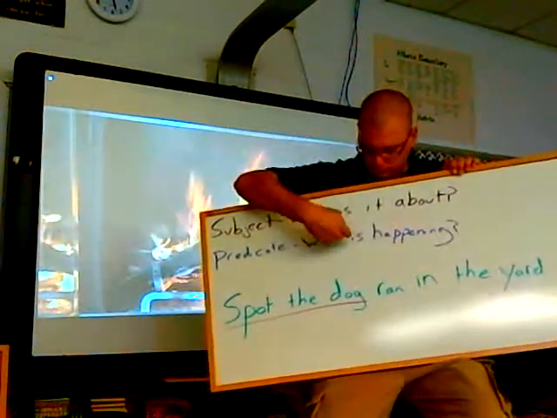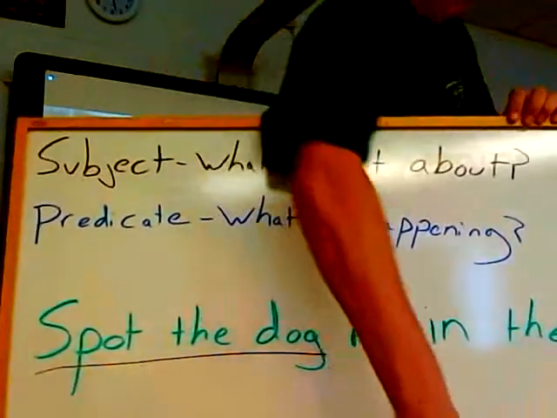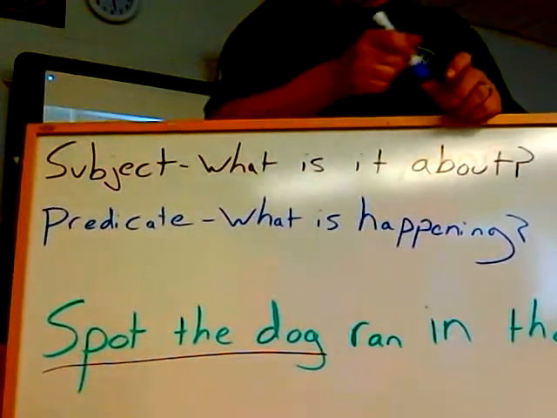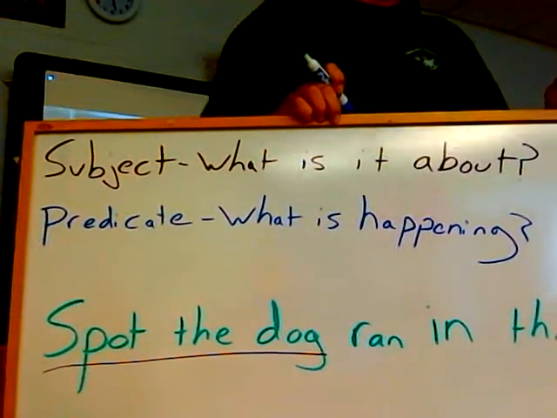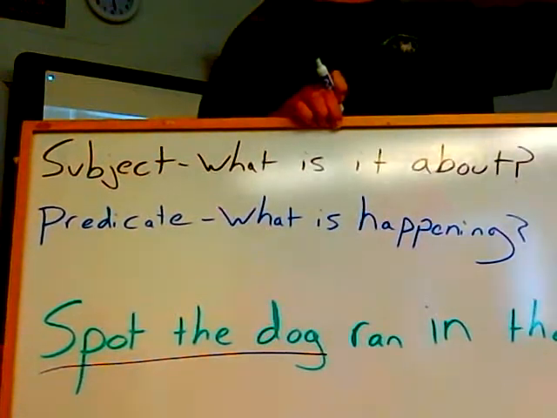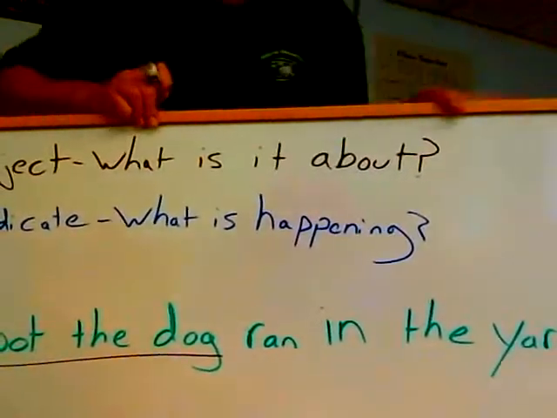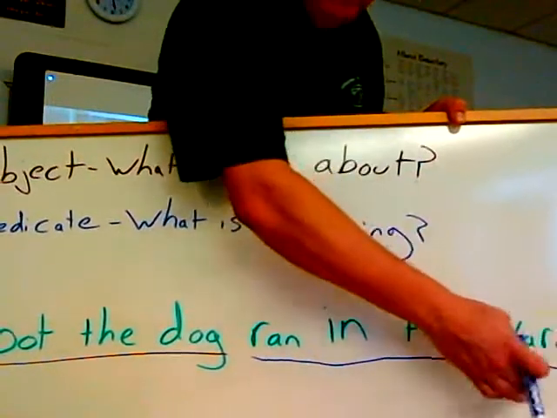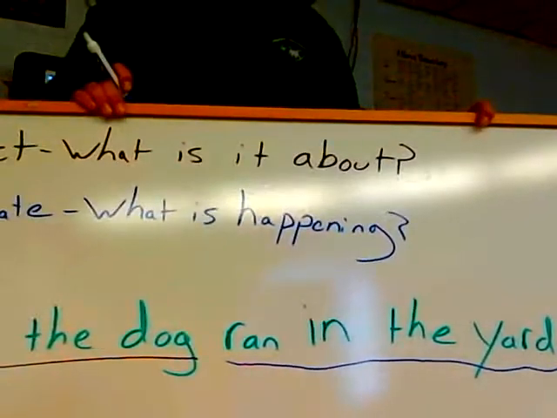The predicate is what is happening. And in order to figure out what is happening, we need verbs, because verbs give us action. But we also know verbs are tricky because there are lots of different kinds of verbs, states of being verbs, helping verbs, action verbs. To get the complete predicate, we need all the verbs that exist within the sentence. Spot the dog ran in the yard. Even though we've got a noun down here, yard, that's still part of the predicate because it's connected to the verbs. It tells us where he ran.